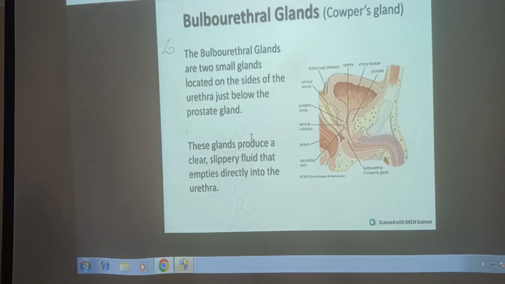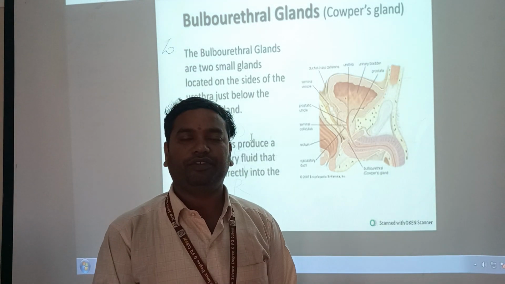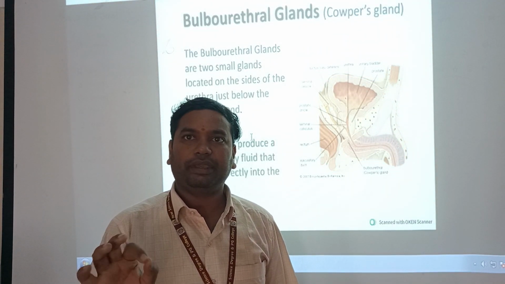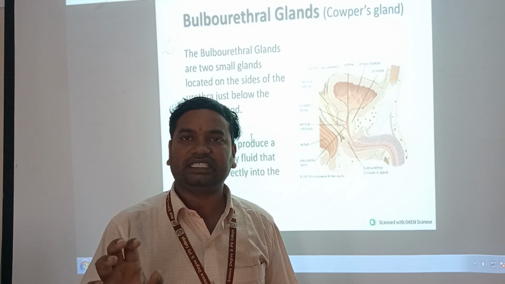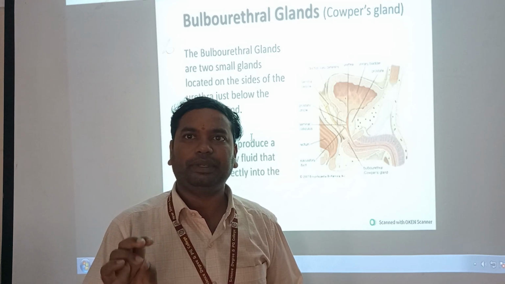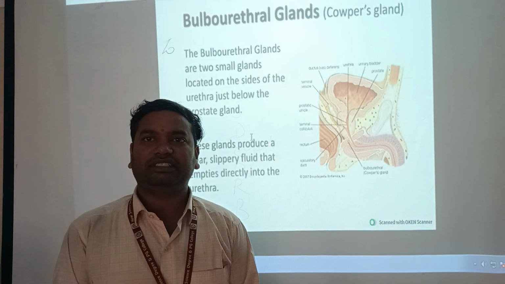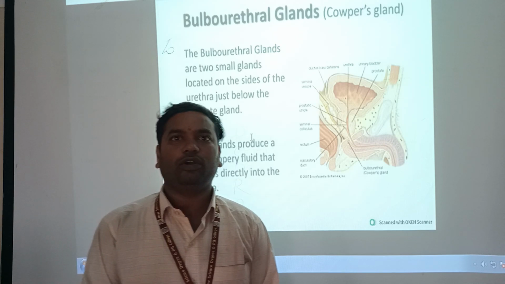This is today's small topic, just information. The human male reproductive system: a pair of testes, epididymis, vasa deferens, urethra, penis, and accessory glands: seminal vesicles, prostate gland, and bulbourethral glands, or Cowper glands.